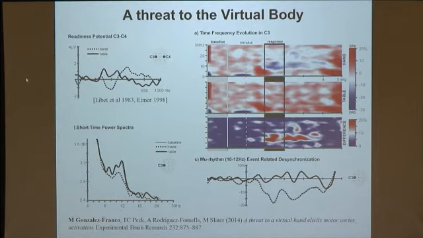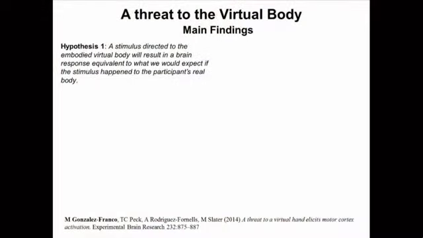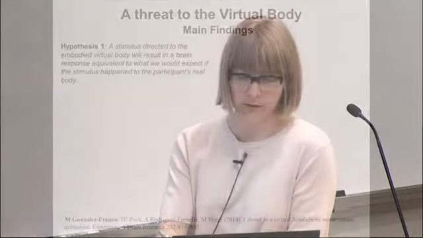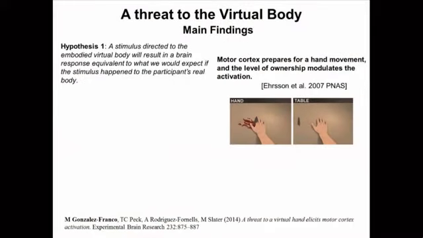Not only that, we find all these voltages are correlated with the strength of the ownership illusion. So the more you feel the illusion, the stronger you react to the attacks. Refer to this paper for more details. And we find that if we are really in the virtual body, when we attack it, the motor cortex prepares for a hand movement, and the level of ownership modulates this activation.